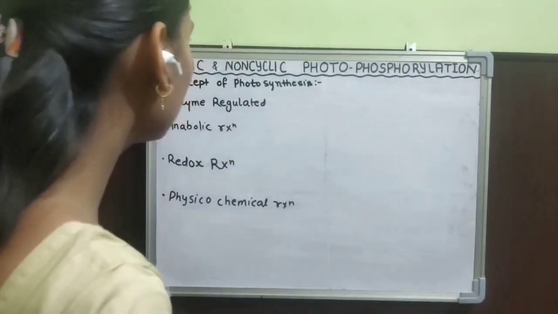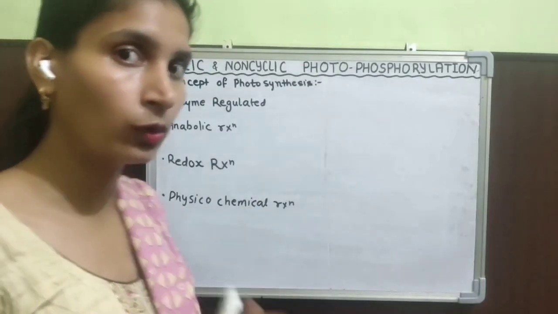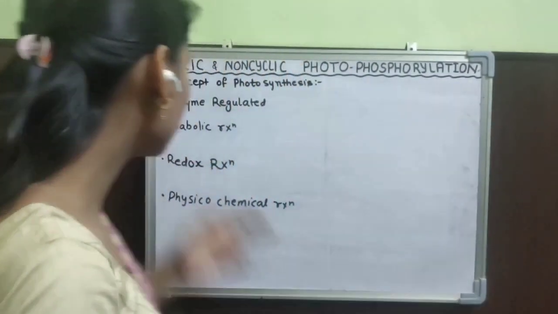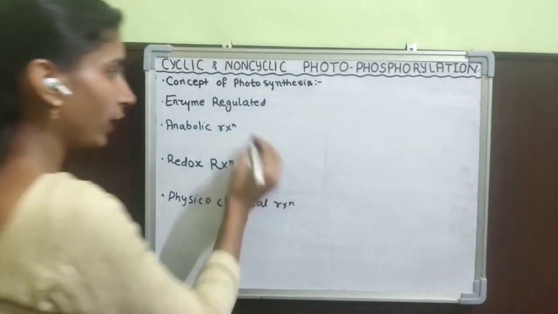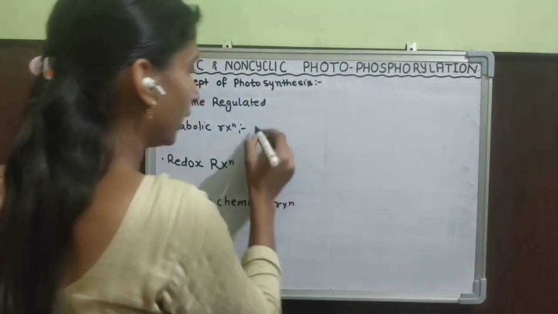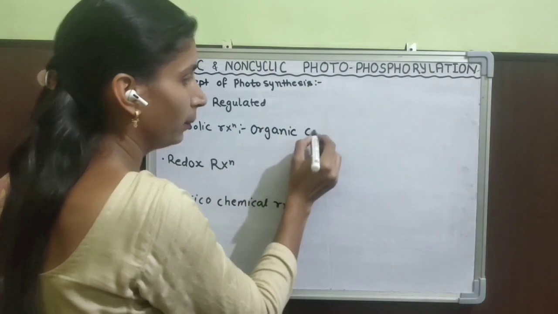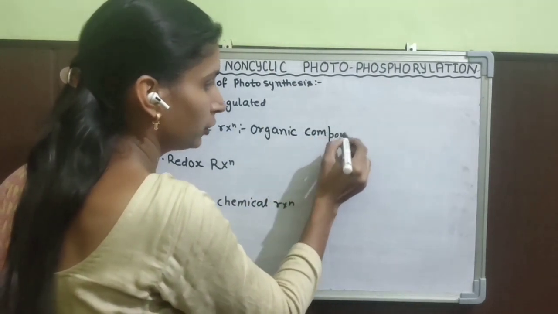So what is photosynthesis? Photosynthesis is enzyme regulated, because various enzymes are involved to produce the particular product of the photosynthesis. It is an anabolic reaction. Why is it an anabolic reaction? Because something is formed. So what is formed? That is the organic compound.